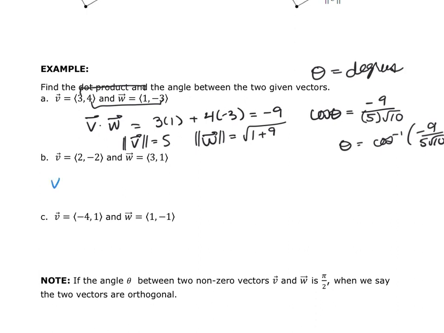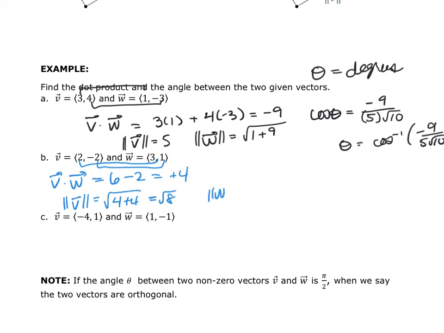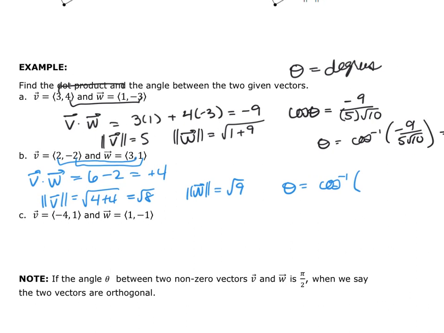So let's do the same thing here. I'm going to do V dotted with, not crossed. We don't learn the cross product in this class. We're going to multiply these two and I get 6. And then I'm going to multiply these two and I get -2. So positive 4. The magnitude of V is going to be the square root of 4 plus 4, so the square root of 8. The magnitude of W is still going to be the square root of 9. So my theta is going to be equal to the cosine inverse of 4 divided by the square root of 8, square root of 9.